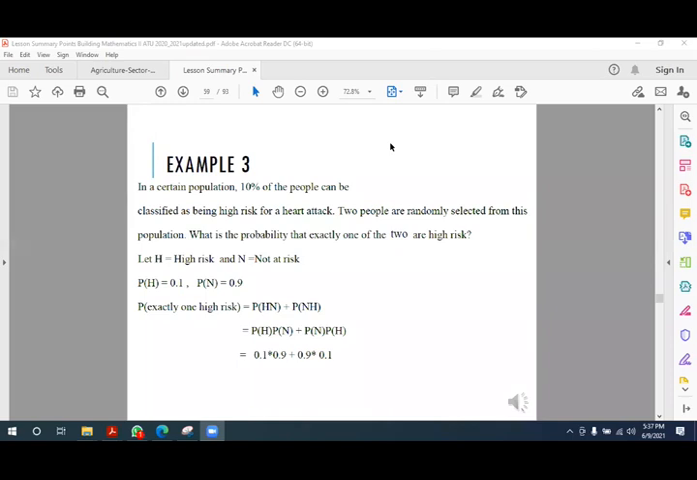Linda, your hand is up. Is it always given, the probability of H, which is 0.1? Yes, they always give it in the question. You'll be given a clue. Sometimes I might not give you the probability of being at risk, I might give you the probability of not being at risk. Do you understand? Good. Any other question? Okay, let's continue then.